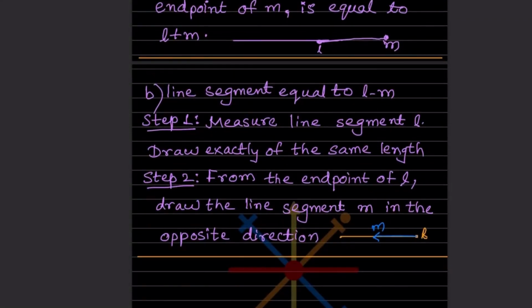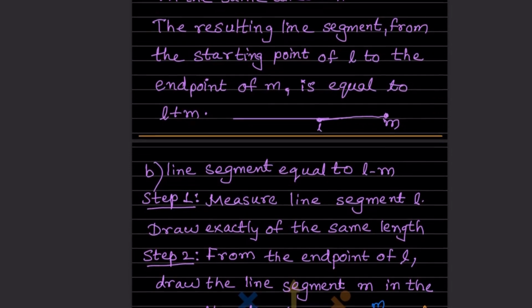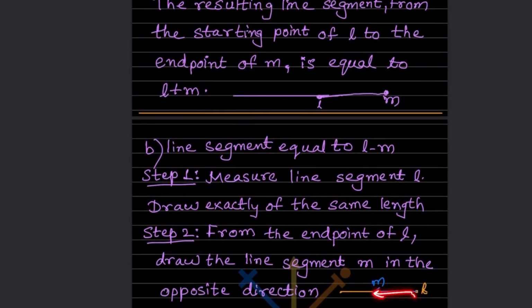Line segment equal to L minus M. So now you are going to measure the line segment L. This is L, and draw exactly the same length. Then what will you do? From the end point of L, from this endpoint, you will draw the line segment M in the opposite direction. So first you are going to measure this M and you will come in the opposite direction. So this shows that here is the M.